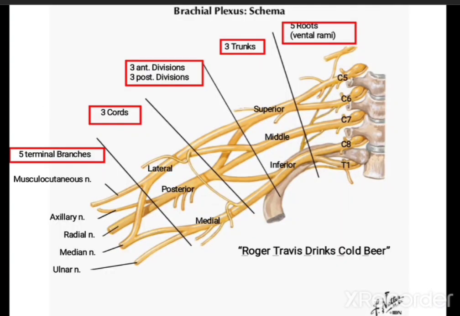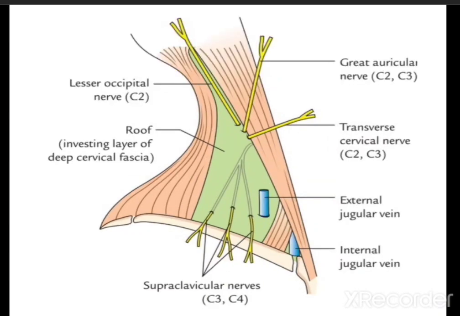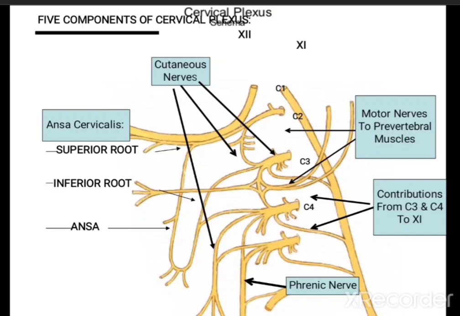Then this is the brachial plexus. This we have discussed in the previous classes, the formation and branches of the brachial plexus. Then this is the relationship of the brachial plexus and the cutaneous innervations with the clavicle. These are the cutaneous nerves. So this is the cervical plexus, which is formed from C1, C2, C3 and C4 spinal nerves, which is forming a contribution in the ansa cervicalis.